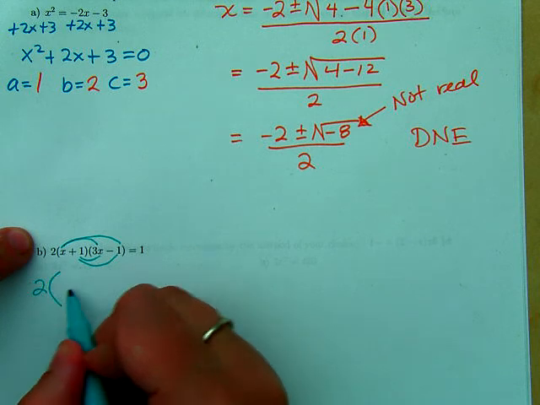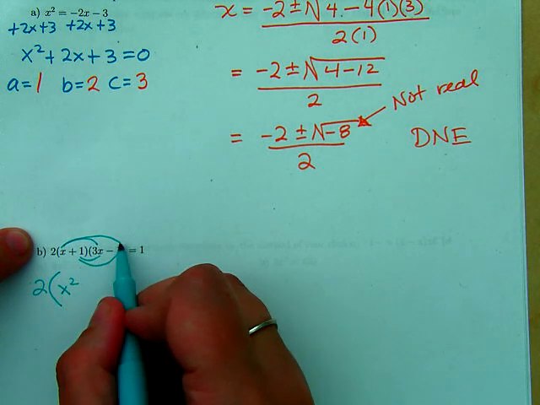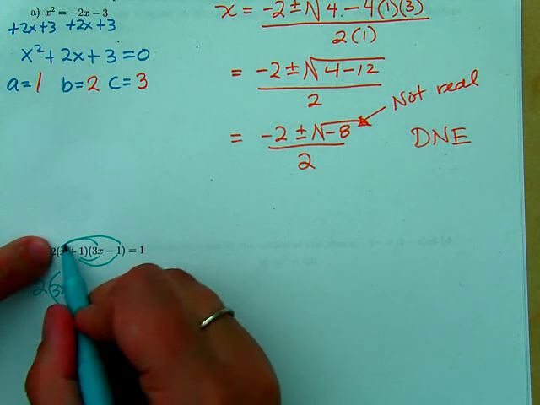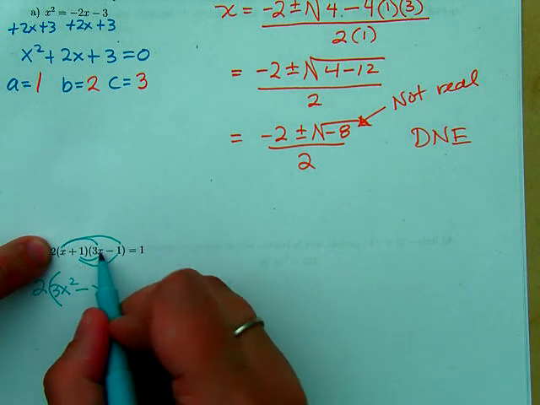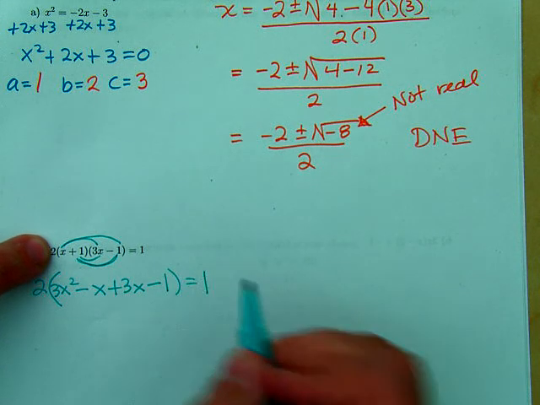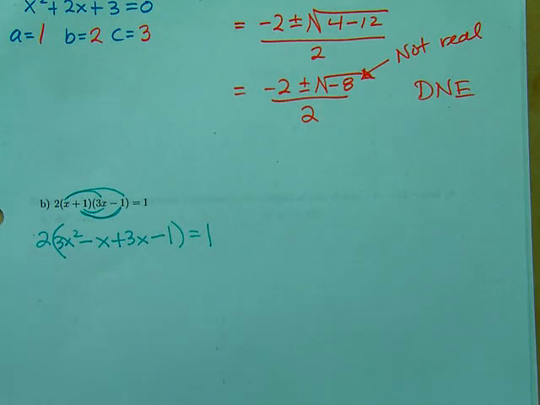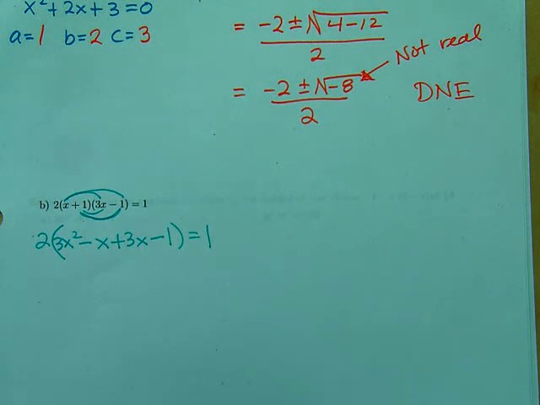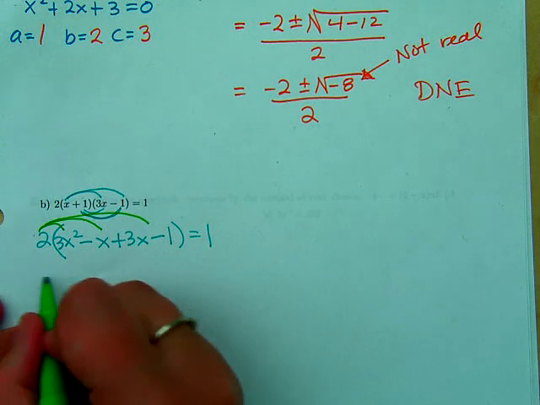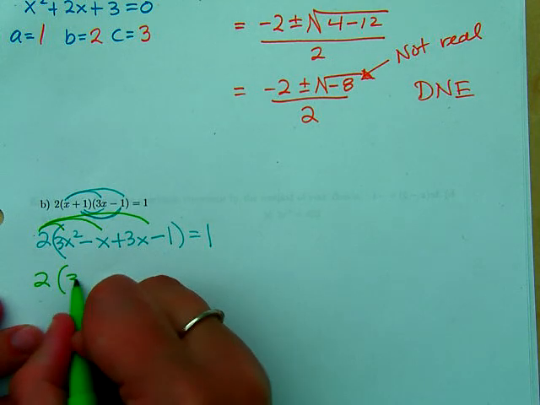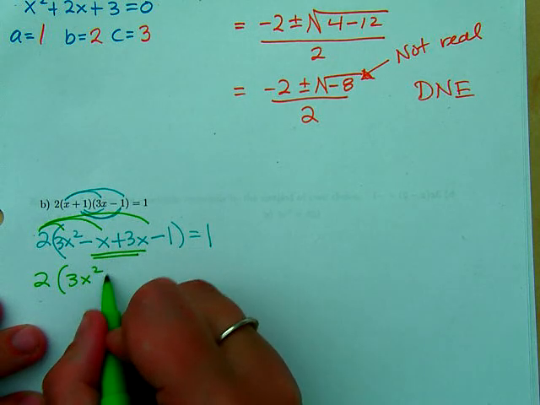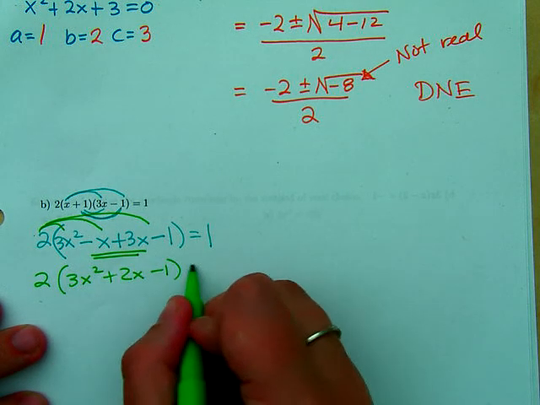So we get 2 times x squared. Oh, actually, sorry, that's 3x squared. Minus x plus 3x minus 1 equals 1. Is that right? Okay, now we're going to distribute that 2 into everything. Actually, we could simplify first. Why don't we do that? We'll simplify first. 3x squared. Simplify, I mean add those two together. So that's plus 2x minus 1 equals 1.